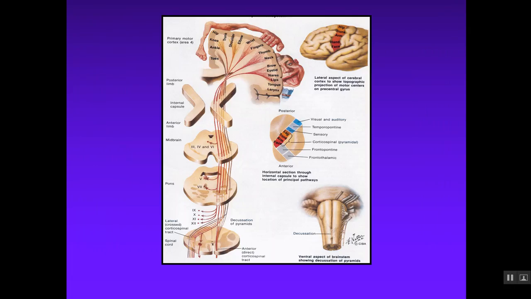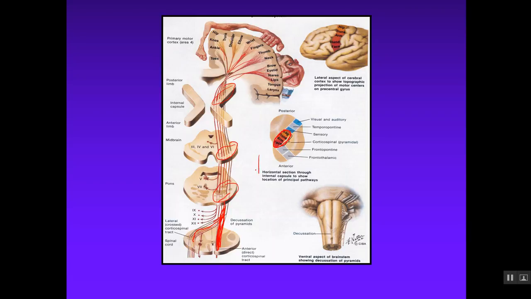This is a Netter picture here, a nice representation showing the different motor fibers from different regions of your body running down through that posterior limb of the internal capsule, through the crus cerebri, through the front part of the pons, and then some staying on the same side initially as your medial corticospinal tract, and the other ones crossing to become your lateral corticospinal tract. And they do maintain somewhat of a somatotopically arranged orientation as you go down through these regions, okay?